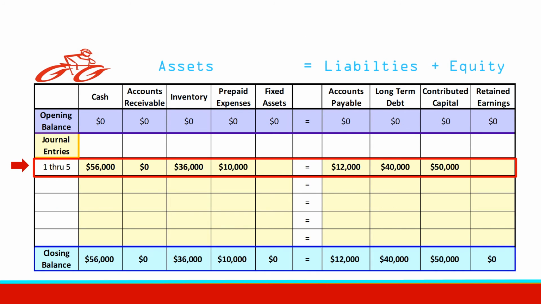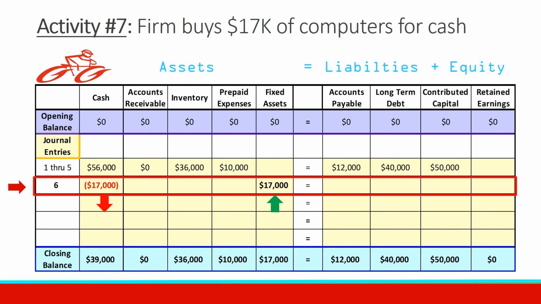In order for us to insert a few additional journal entries into this example, what I've done is I've gone back and I've added together journal entries 1 through 4 and condensed them into one single line that you see depicted here. We're now going to move ahead and add in a few more journal entries. As the next activity, the firm is going to buy $17,000 of computers for cash. So you can see cash is dropping in journal entry number 6 by $17,000, and fixed assets are going up by $17,000. So we have another asset swap here.